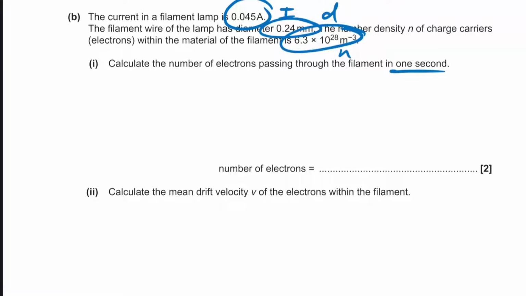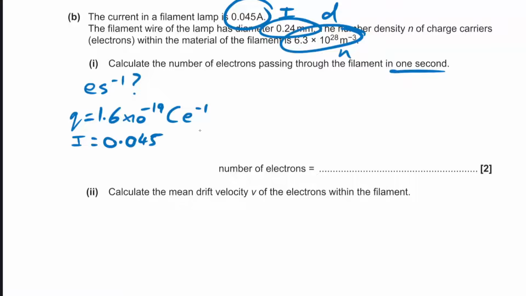Okay, so let's make our own little unit, shall we? So we're looking for E per second. So E's S to the minus 1. We know the charge of an electron is 1.6 times 10 to the minus 19 coulombs per electron, as it were. And we have our current, which is 0.045 coulombs per second.